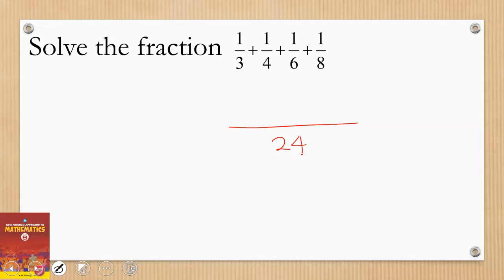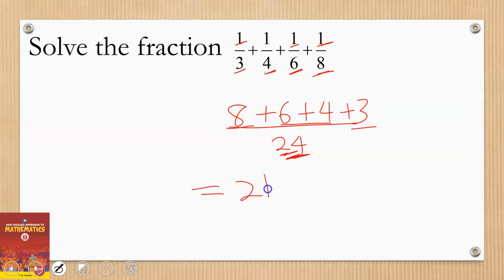So 3 can divide 24 as 8, and 8 times the numerator will give us 8. Plus 4 can divide 24 as 6, and 6 times 1 is 6. Plus 6 can also divide 24 as 4, and 4 times 1 is 4. Plus 8 can divide 24 as 3, and 3 times 1 is 3. So when we simplify by adding all the numbers, we have 10, making 18, making 21, and 21 divided by 24.